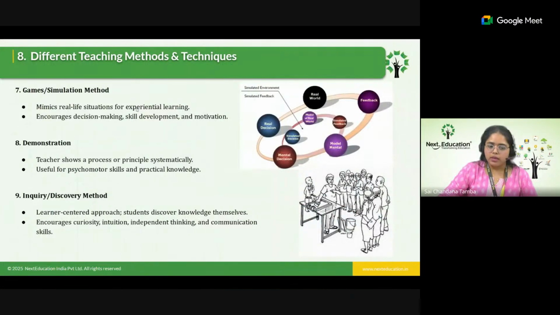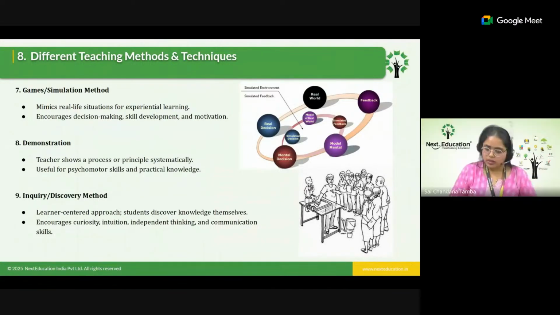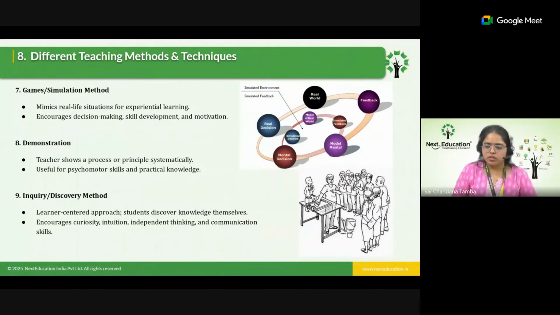Moving forward, games or simulation method. Any idea about this? Playing a game with the topic, ma'am. Yes, playing a game. Or you could say the science behind the game which I have shown you in one of our books. That is Snake and Ladders, which we designed out of a particular chapter. So that is a game which we have developed. Other than that, simulations, also puzzles. Yes, puzzles and simulations.